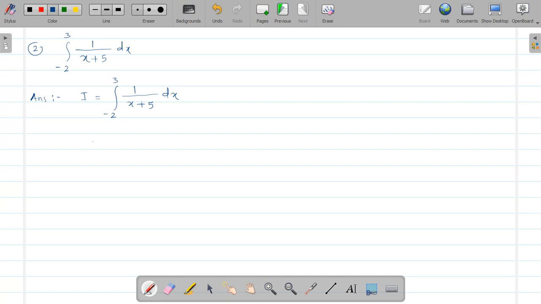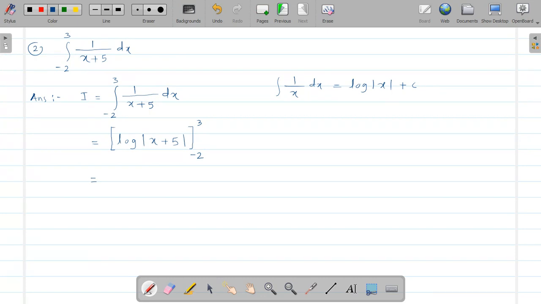Now first of all, evaluate the integration. Now as we know that the integration of 1 upon x is equal to log of modulus of x, right? So here also we have to apply that. So the integration of 1 upon x plus 5 will be log of modulus of x plus 5 divided by the derivative of x plus 5, but it is 1. So the integration is completed, but as the limits of the integration are given to you, here I will write minus 2 and then here I will write 3.